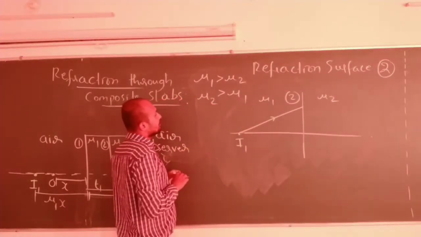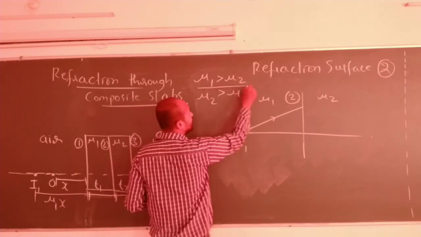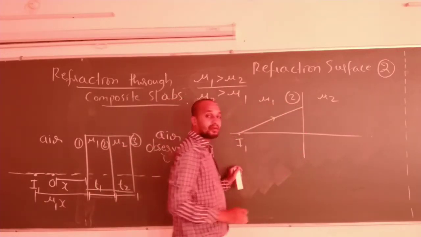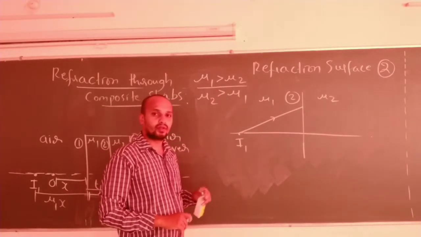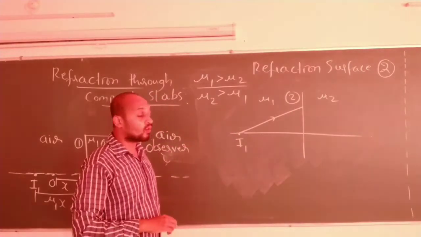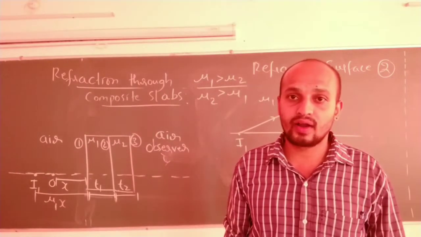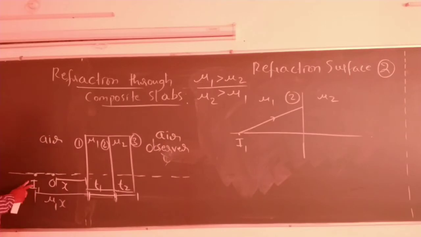So I am going to solve for one condition. What condition? Mu1 is greater than mu2. This is a denser medium and this is a rarer medium. I am going to solve this. You try to solve mu2 greater than mu1. Correct? The way I am solving, you try to solve. You are going to get the same expression. I am going to find the apparent distance for the object I1.